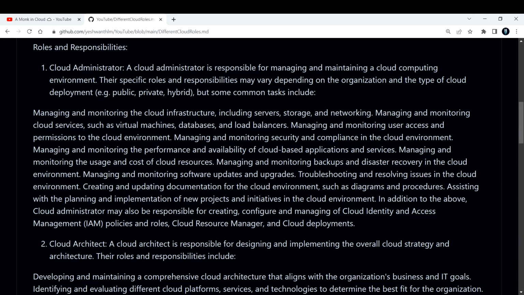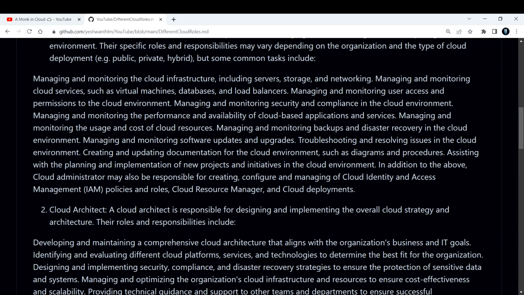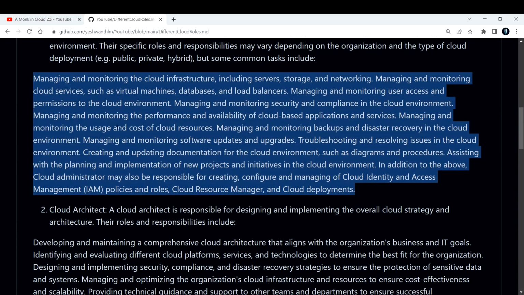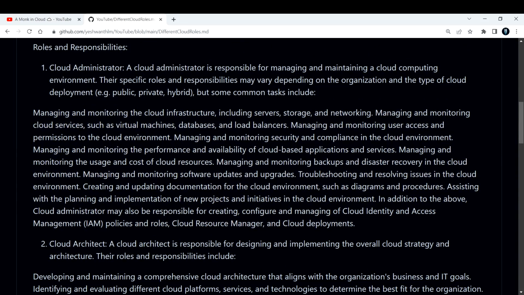You should also assist the cloud administrator, who may also be responsible for creating, configuring, and managing cloud identity and access management, cloud resource manager, and cloud deployments. I'm not saying this is the particular role and responsibility of a cloud administrator, but these are the common ones, and this would be a typical administrator job.